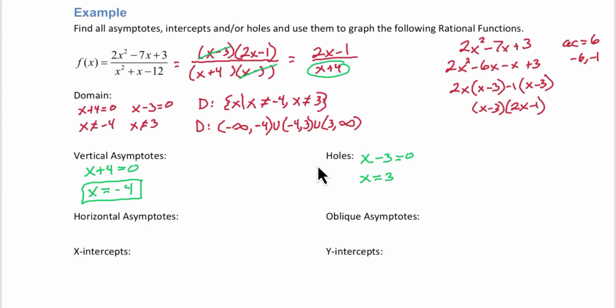To find the y value, we're going to plug 3 into the reduced rational function. So 2 times 3 minus 1 over 3 plus 4. We get 6 minus 1, which is 5, and 3 plus 4, which is 7. So the hole is at (3, 5/7).